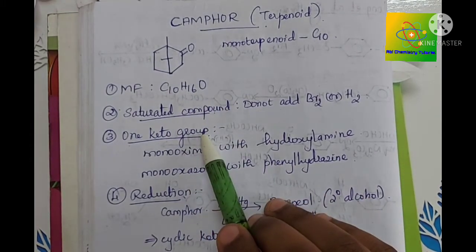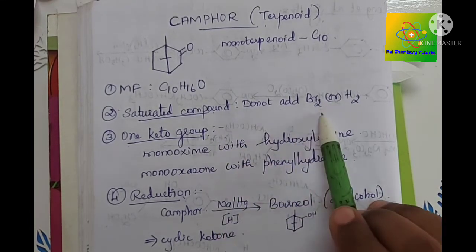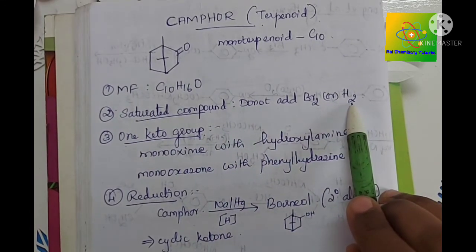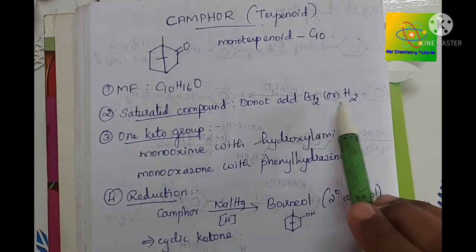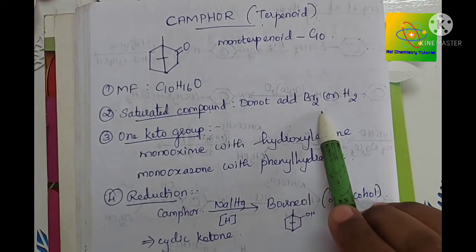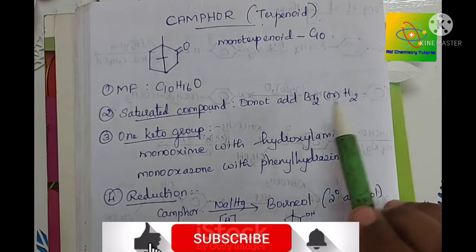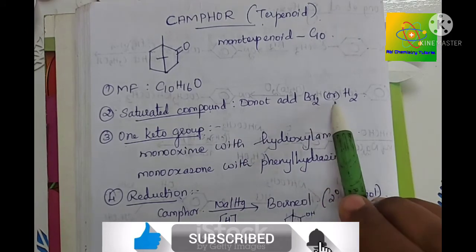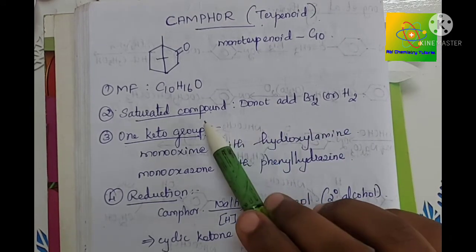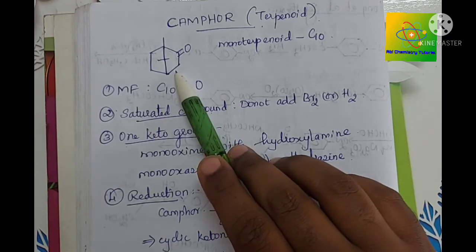Next we are going to do the test for saturation. When we add bromine or hydrogen, if it is an unsaturated compound, it will add bromine or hydrogen according to the number of double bonds present. If there is one double bond, we get a dibromo derivative or dihydro derivative. In this case, it does not add bromine or hydrogen, so it is a saturated compound already. That is, there is no double bond in the carbon chain.